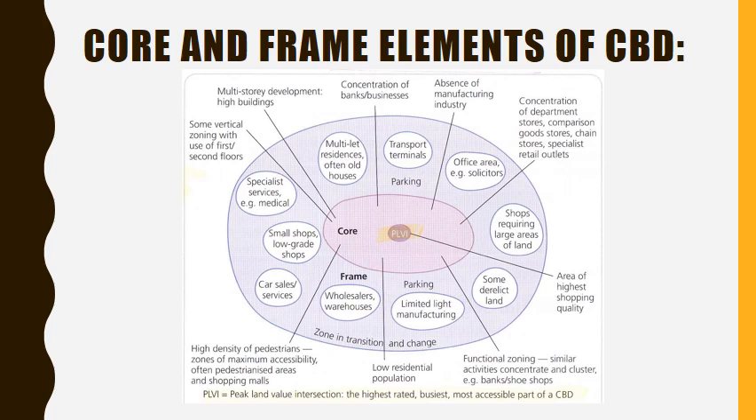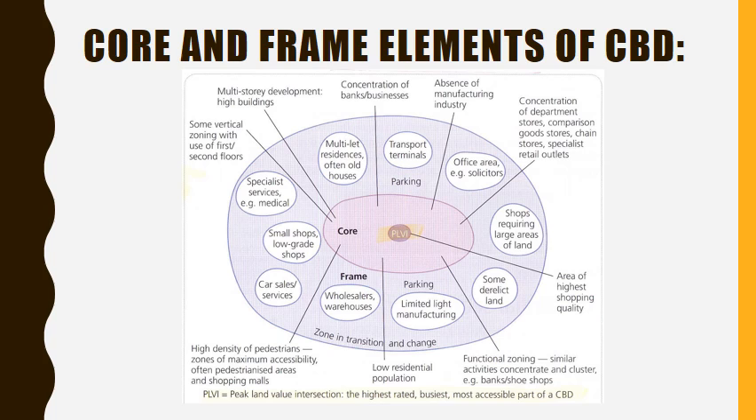Core and frame elements of the CBD. Number 1. Concentration of banks and businesses. Number 2. Absence of manufacturing industries. Number 3. Concentration of department stores, comparison goods stores, chain stores, specialist retail outlets. Number 4. Area of highest shopping quality. Number 5. Functional zoning. Similar activities concentrate and cluster, for example banks and shoe shops. Number 6. Low residential population. Number 7. High density of pedestrians. Zone of maximum accessibility, often pedestrianized areas at shopping malls.